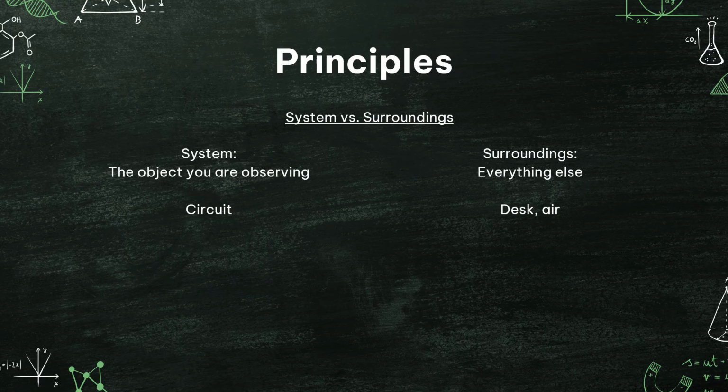Now the system in this experiment is going to be the circuit, and the surroundings are everything else, which the main things affecting it are going to be like the desk and the air, which are in contact with the actual circuit itself.